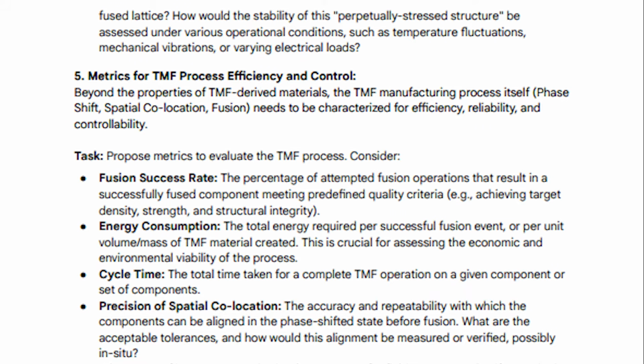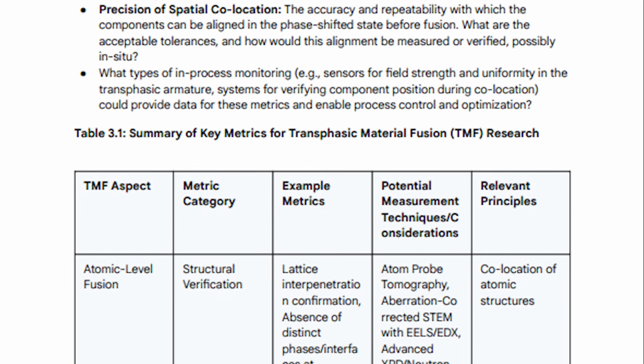Precision of spatial collocation: the accuracy and repeatability with which the components can be aligned in the phase-shifted state before fusion. What are the acceptable tolerances, and how would this alignment be measured or verified, possibly in situ? What types of in-process monitoring, e.g. sensors for field strength and uniformity in the transphasic armature, systems for verifying component position during co-location, could provide data for these metrics and enable process control and optimization?